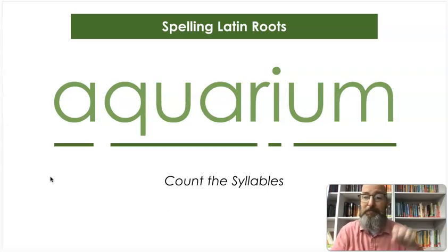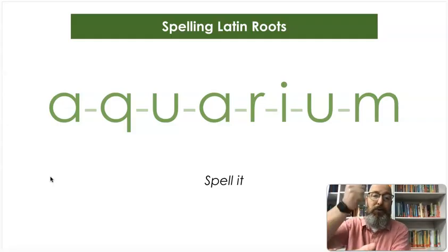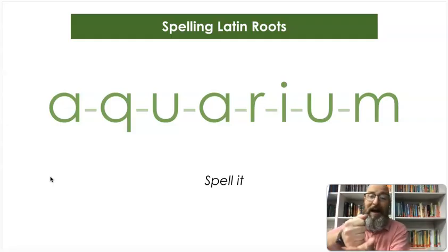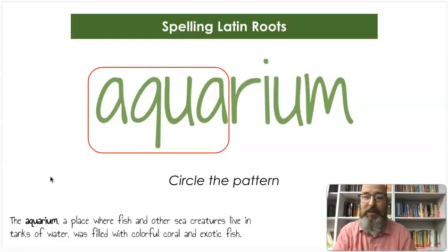Let's count the syllables again. Aquarium. Let's spell it. A-Q-U-A-R-I-U-M. Aquarium. And let's write it. A-Q-U-A-R-I-U-M. And of course, let's circle aqua again. Aqua. The aquarium, a place where fish and other sea creatures live in tanks of water, was filled with colorful coral and exotic fish.